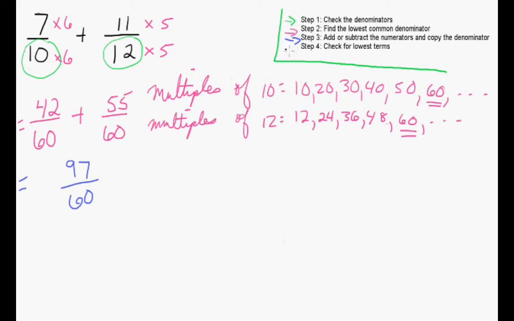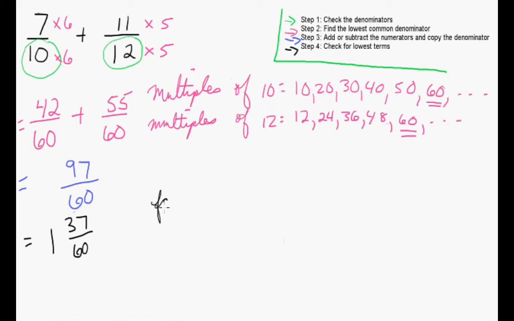Lastly, moving on to step 4, checking whether or not we're in lowest terms. We have a rather unique situation here where we have the numerator being greater than the denominator. So in order to get that in terms we like, we're just going to divide 60 into 97, and that goes once, with 37 left over. Okay, so what we're checking for lowest terms now is this 37 over the 60.